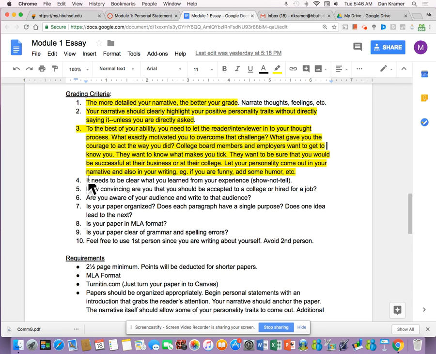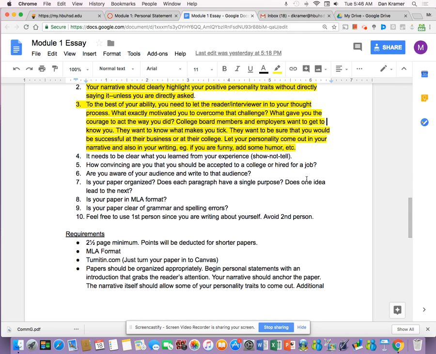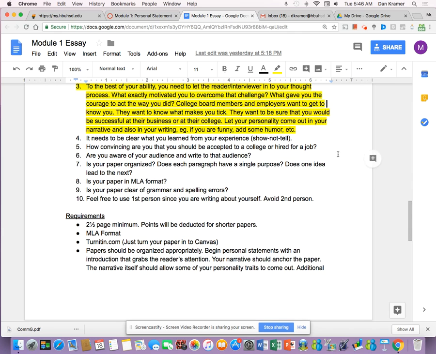And then, the rest of the stuff's important too. Show, not tell. It just means don't tell me that you're funny. Show me through your writing style, or through your experiences. Tell me funny things that happen. You want to be convincing, but not in a direct "hire me" way. You just need to show that you're going to be right for the job or for the college.